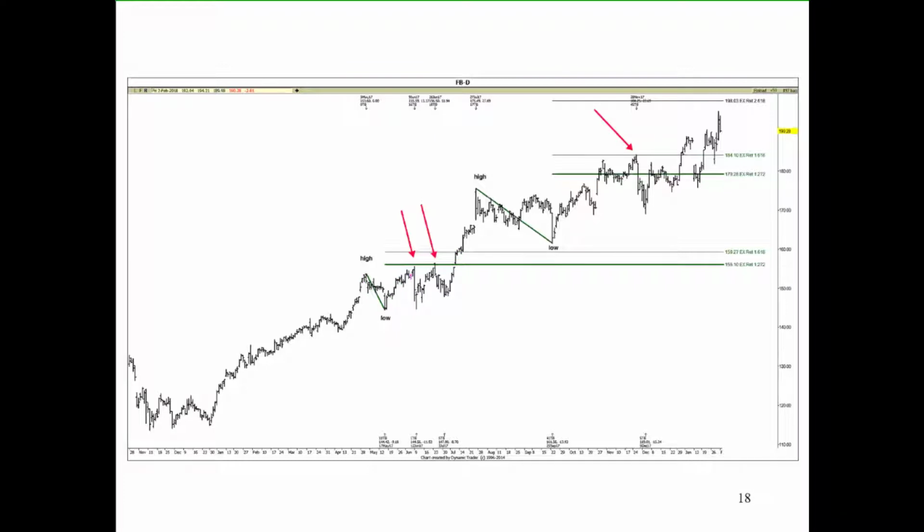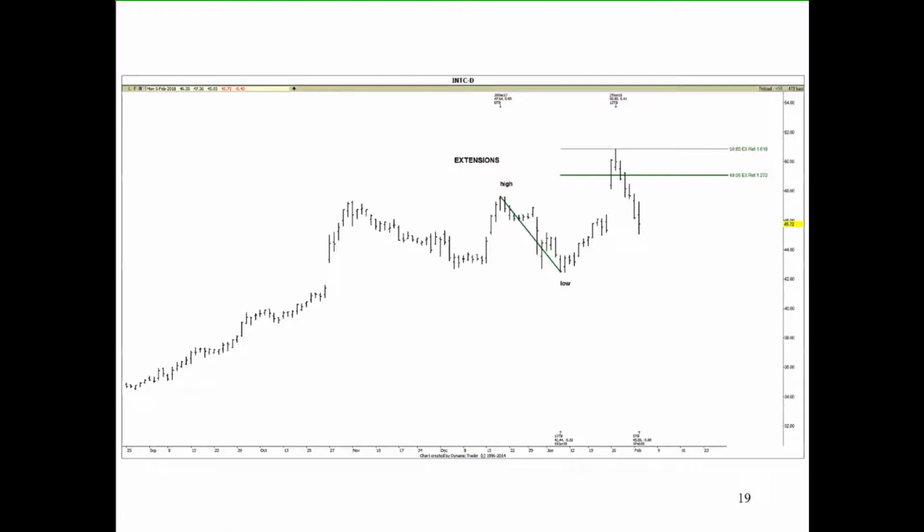Then on the same chart, there's another example of the prior swing high to low. Here's the 1272, which didn't do anything. Here's the 1618, which actually put in a nice high, had a rather healthy pullback that you probably would not have wanted to sit through, okay, if you were in Facebook at that time. Okay, so that's an example of an extension.